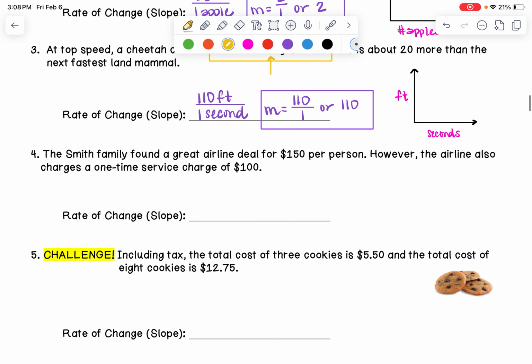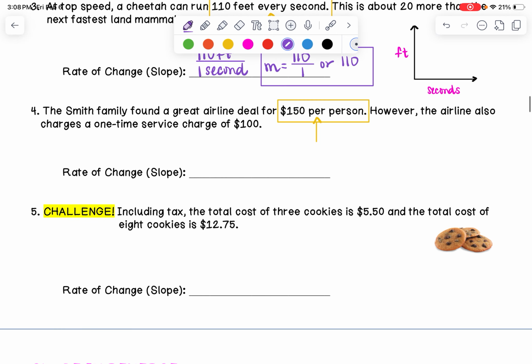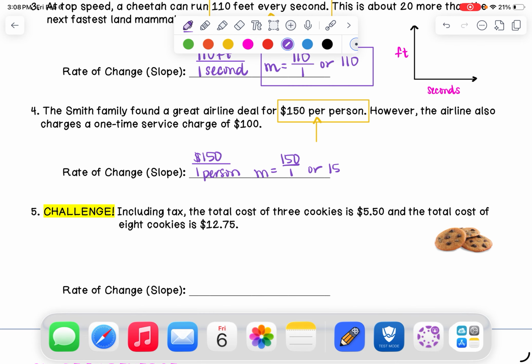All right, last one here. The Smith family found a great airline deal for $150 per person. Yay. All right, there's that keyword per. Per, each, every. So we know that our slope is $150 for every one person. Take out the units of measure, and that would just be 150 over 1, or 150.